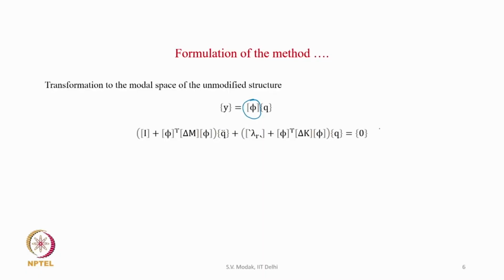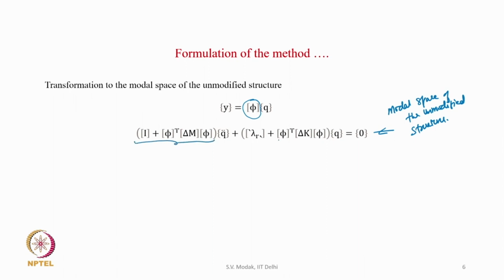You can see this matrix equation is in the modal space of the unmodified structure, because the eigenvectors of the unmodified structure were used for the transformation to modal space. Here q is the vector of modal responses in the modal space of the unmodified structure, and you can see we now have two coefficient matrices.